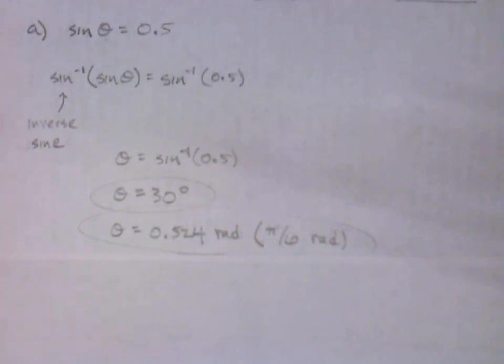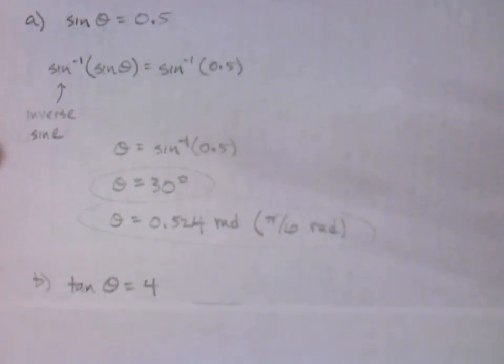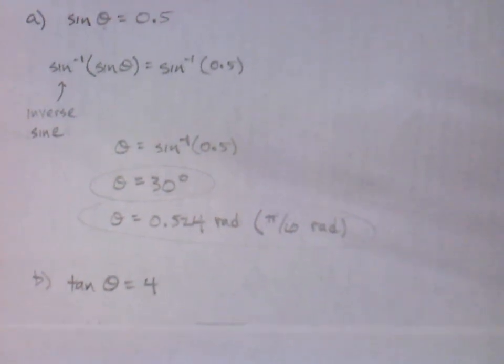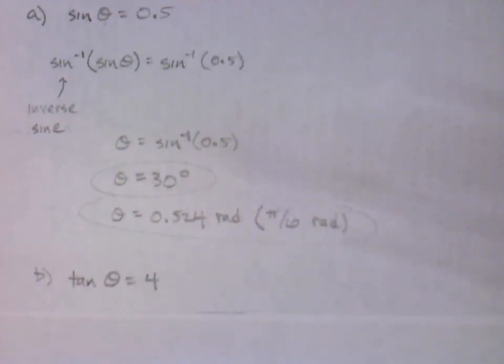Okay, I'll tell you what. I'm going to show you guys the next one and stop the video here. So try tangent theta equals 4. Try and get the value of theta in degrees and in radians. I'll stop the video here. Good luck with that. I'll see you at the next one.